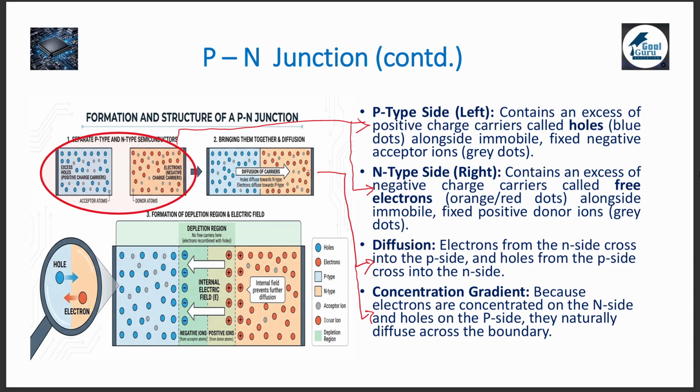Why? What is meant by concentration gradient? The electrons are concentrated on the n side and the holes are concentrated more on the p side. Therefore, they naturally diffuse across the boundary, and this natural diffusion across the boundary is because of the concentration gradient. And when we say concentration gradient, that means we are talking of concentration of electrons on the n side and holes on the p side. Let us move further.